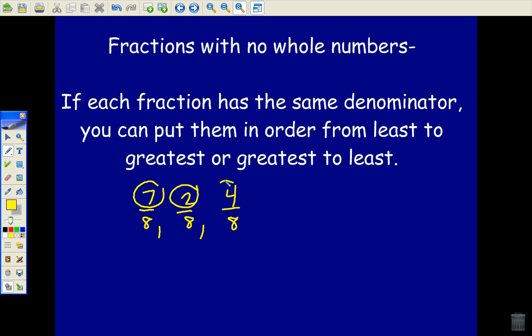look at the numerators. Which one's least? 2/8. What would come next? 4/8. And last would be 7/8, and this would be least to greatest. And then I could flip-flop it for greatest to least. Well, that's all easy, fine and dandy, but you're not going to get a lot of them like this where the denominator's already the same. So what you're going to have to end up doing is LCD, like we saw in the previous video.